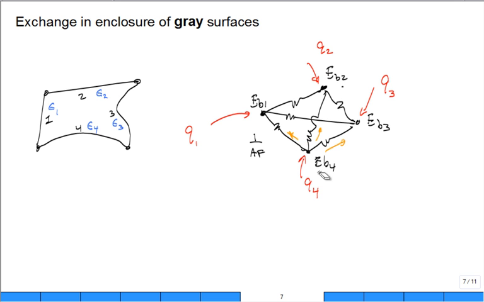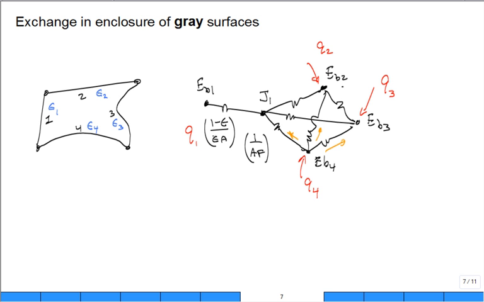Well, let me just do this. You push back the node for the EB surfaces. The EB nodes are pushed back, and you have a radiosity node for each surface now. And you have an additional resistor. Remember this 1 over AF was a geometrical resistance? Now you have a surface resistance, which is 1 minus emissivity divided by the emissivity times area.